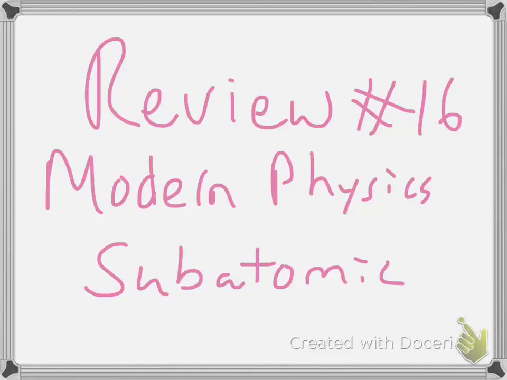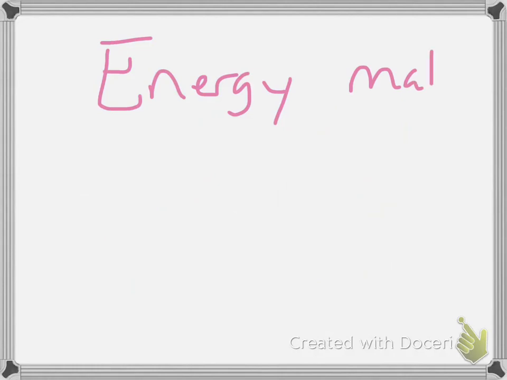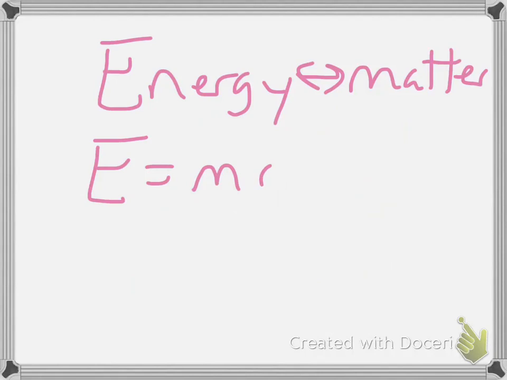Okay, so this is the last review video. It's all about subatomic modern physics, and we talk about matter on a subatomic scale. Energy and matter can be interchangeable, and matter can become energy and energy can become matter. And that's Einstein's famous equation, E equals mc squared.